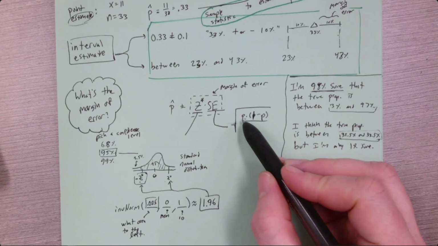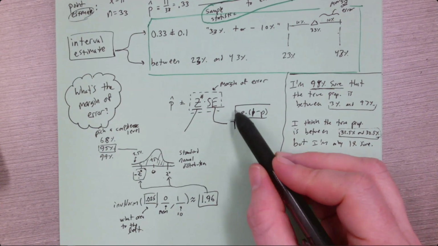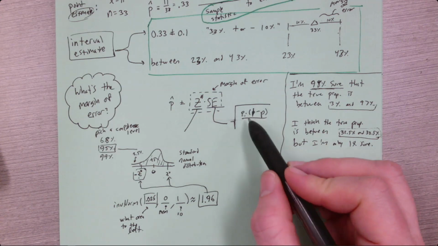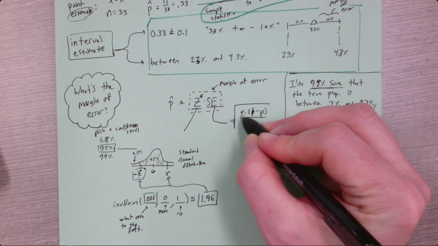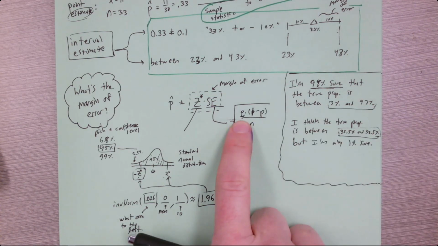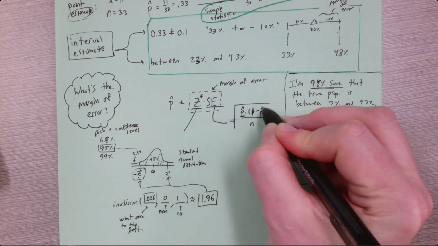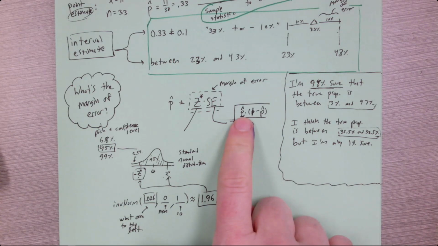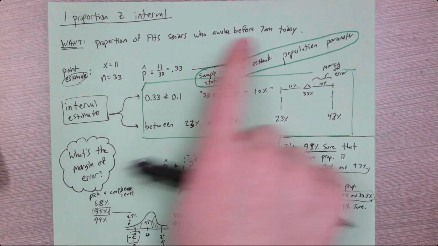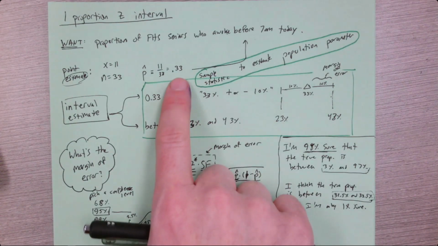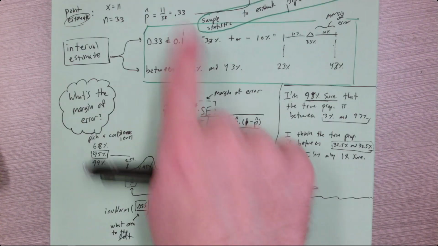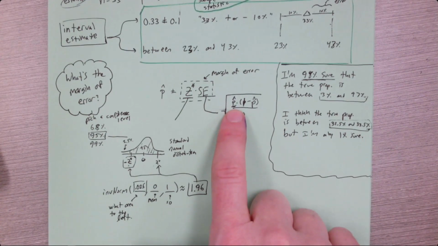And we don't know what the true population proportion is. If we did know what it was, we wouldn't be doing the estimate. So we're going to estimate what the true proportion is using the best estimate we have, which is p hat. That was the point estimate. So even though we don't know the true proportion, our sample said 33%. And so we'll say, let's pretend that is an accurate estimate of the true population proportion.